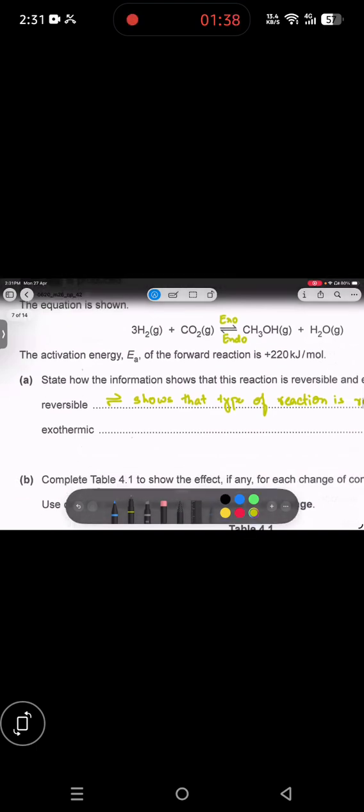The forward arrow and the backward arrow show that the type of reaction is reversible. Now, the next one is the value of delta H with a negative sign.